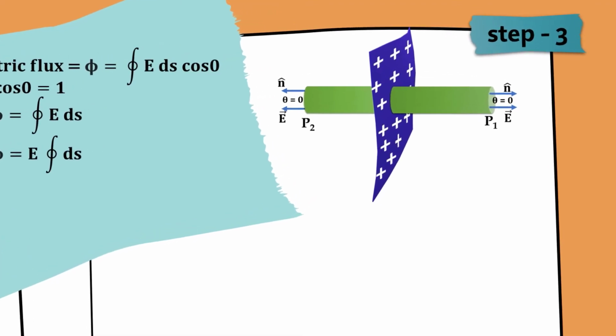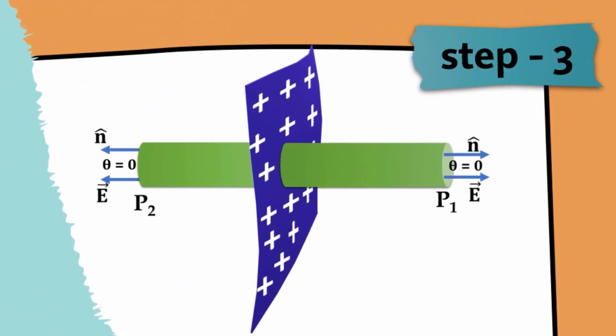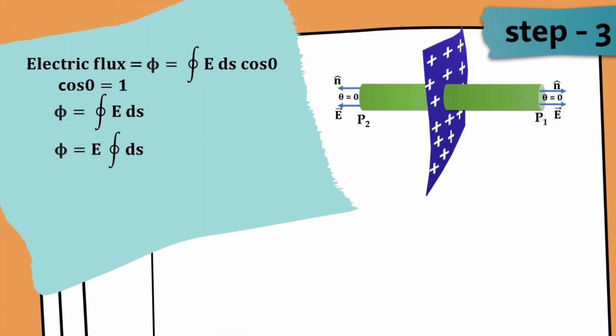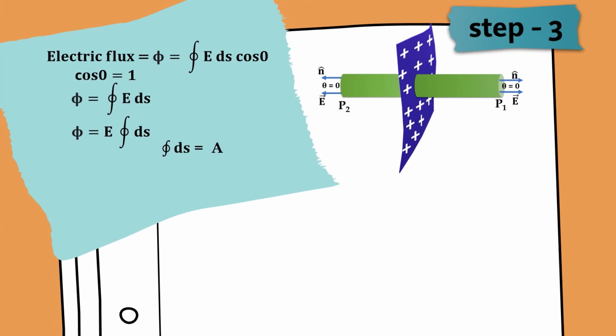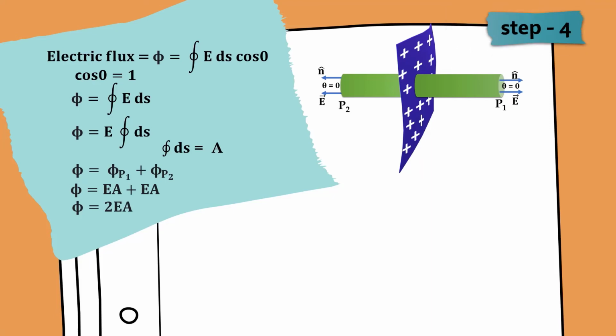Integral dS is nothing but the cross-sectional area of the cylinder. Therefore, integral dS equals capital A. Total electric flux equals EA at P1 plus EA at P2. Therefore, total electric flux equals EA plus EA, that is 2EA. Here sigma is the surface charge density. Therefore, total charge Q is equal to sigma into A.